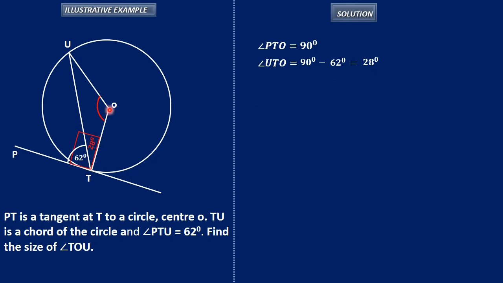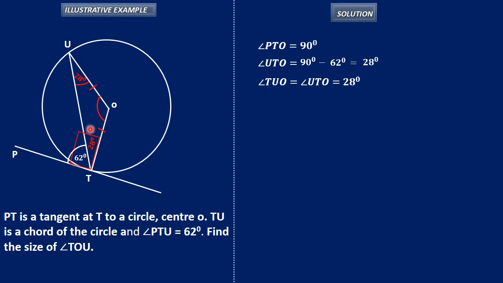And also, TO is the radius and UO is another radius. And the radii of a circle are equal. So TO is equal to UO. And that makes triangle UTO an isosceles triangle, since two sides are equal. So the two base angles must be equal. So this angle is also 28 degrees. So that is angle TUO is the same as UTO and they are all 28 degrees.